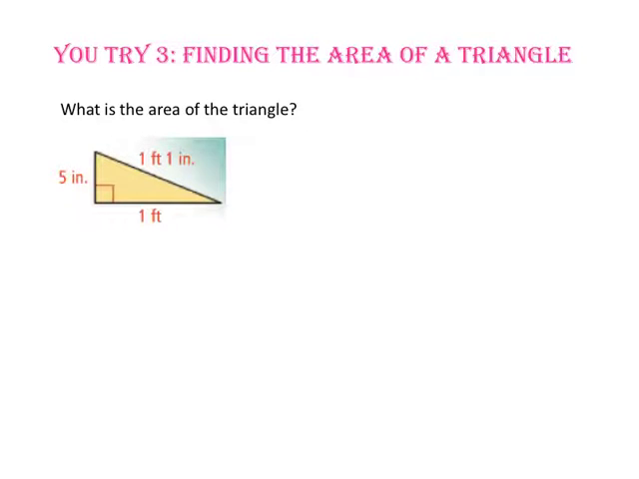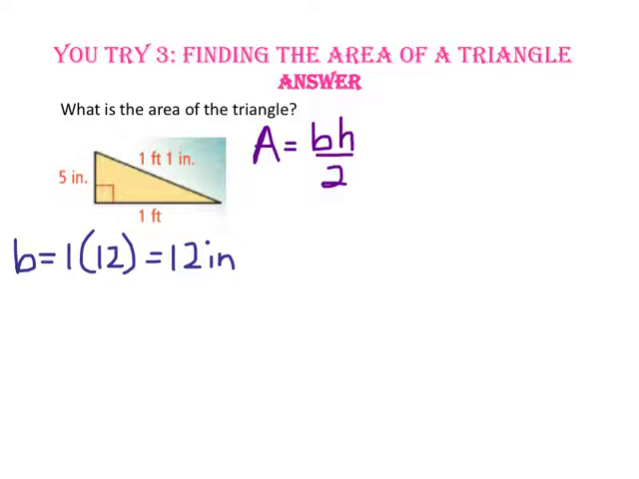Pause the video and try number 3. What is the area of the triangle? Let's start with the formula area equals base times height divided by 2. Since the base and the height are always perpendicular, we can use this 1 foot as our base and our height can be 5 inches. Since we're working with different units, let's convert 1 foot into inches by multiplying 1 times 12. Since the height is already in inches, we can leave that alone.